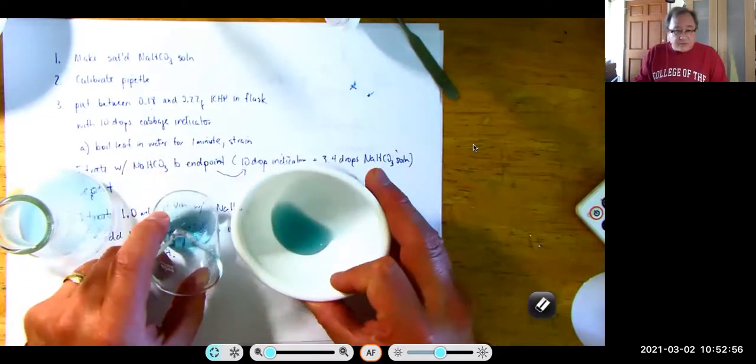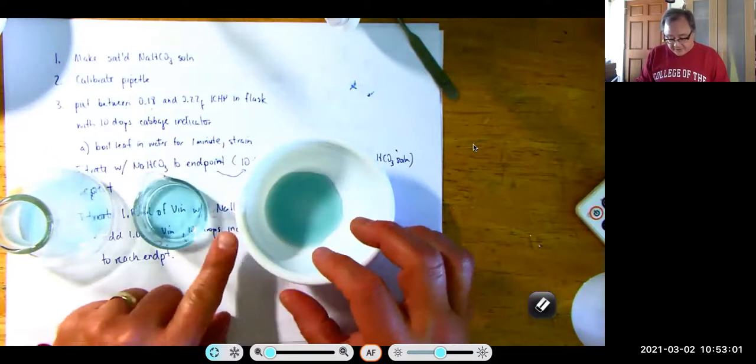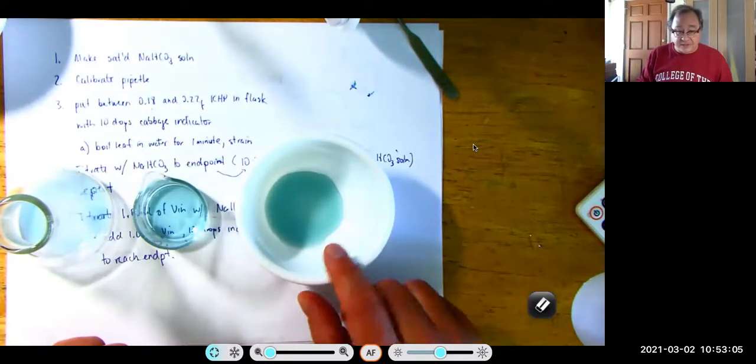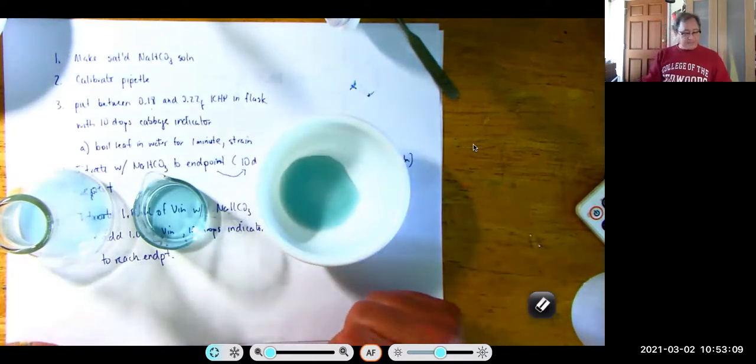And what is one of my issues with comparing these two things? The answer is really simple. One of them's in a clear and colorless container. The other one's in a white container. So that may have something to do with the color I see.